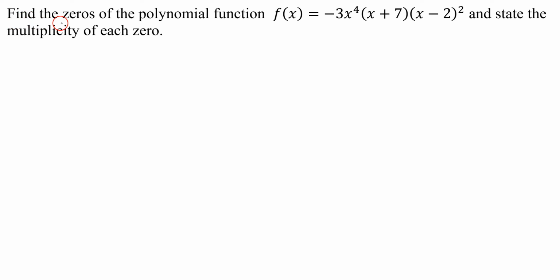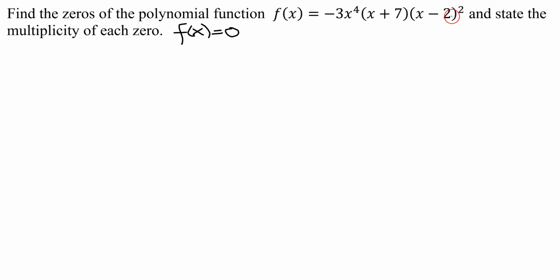In this problem, we need to find the zeros of the polynomial function f of x equals negative 3x to the fourth times x plus 7 times x minus 2 all squared, and then we have to state the multiplicity of each zero. Well, how do we find zeros of any function? We set the function equal to 0.